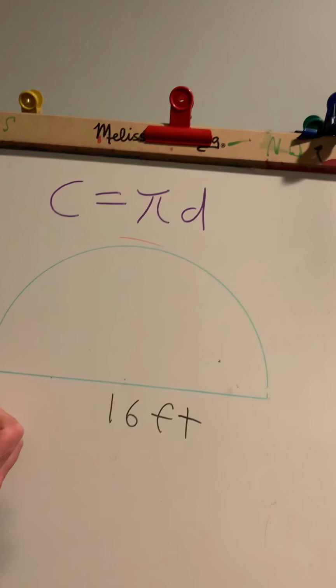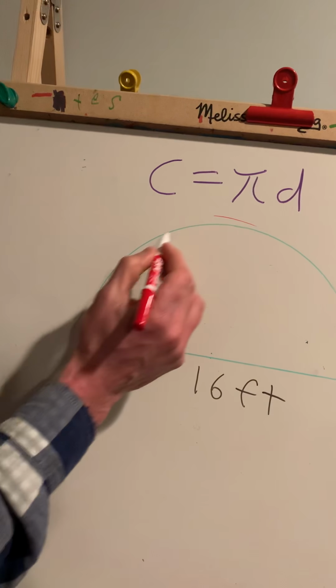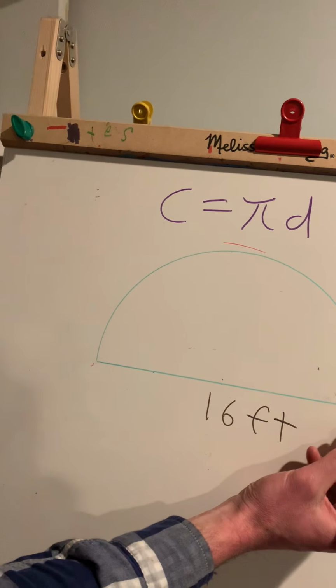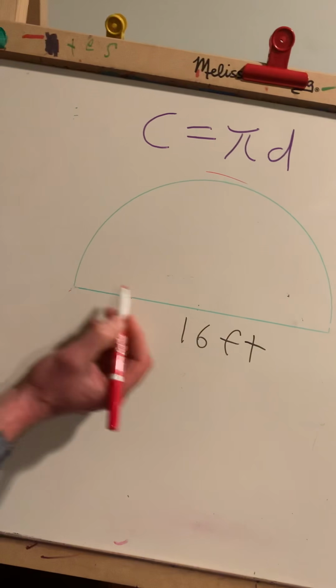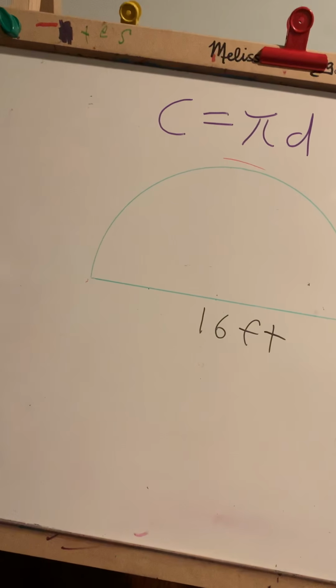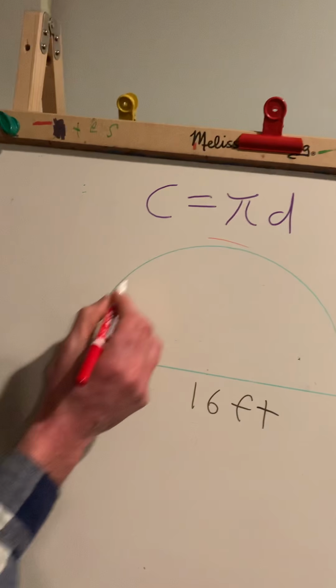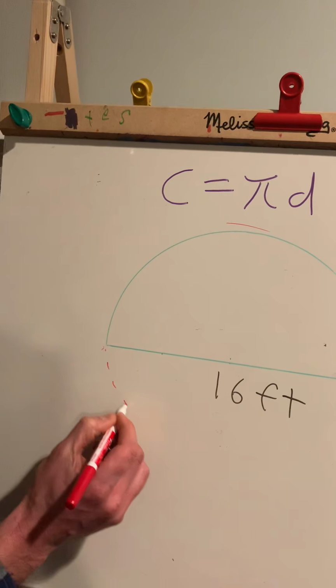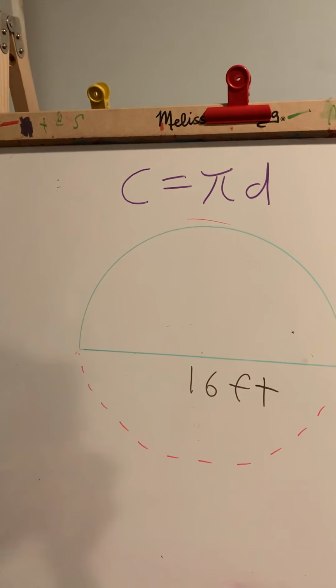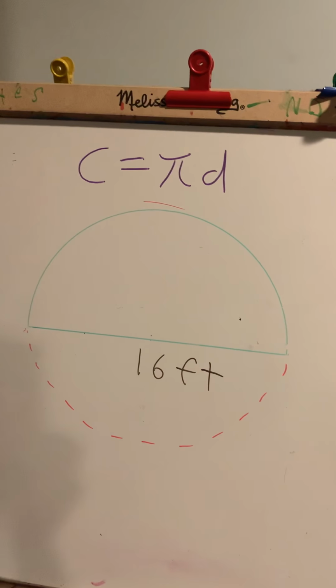So when I find the perimeter, it's two parts. It's this curved part, and this is also part of the perimeter. If we don't fence this off, the wildlife will come in and help themselves again. So first, to find the length of this curved part, I like to pretend it's a full circle and calculate what the circumference would be.